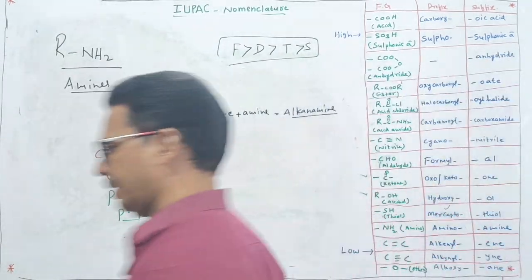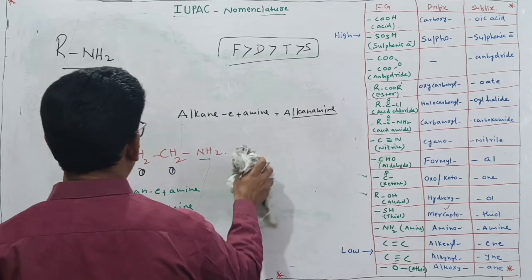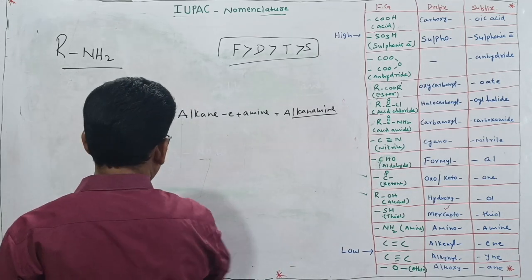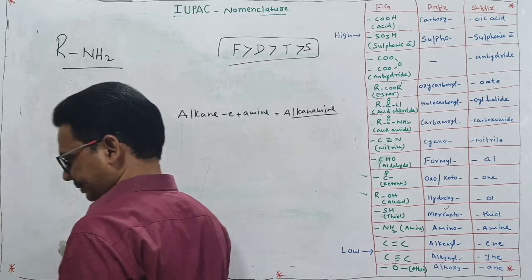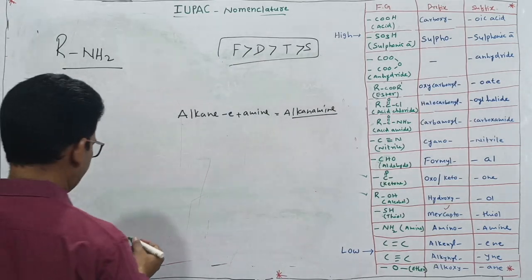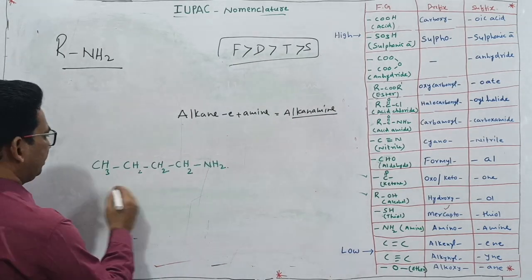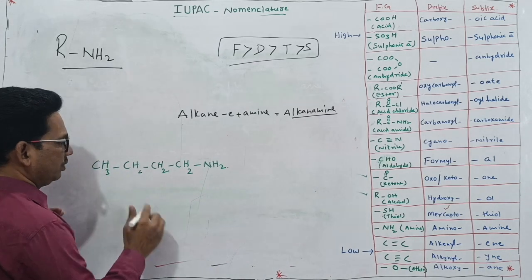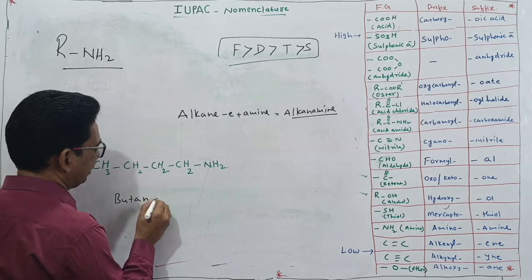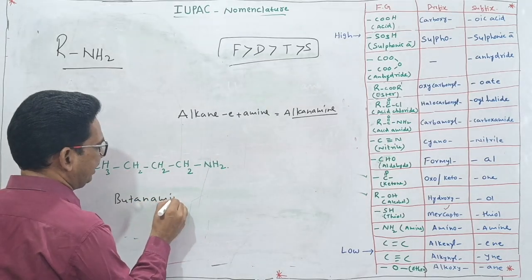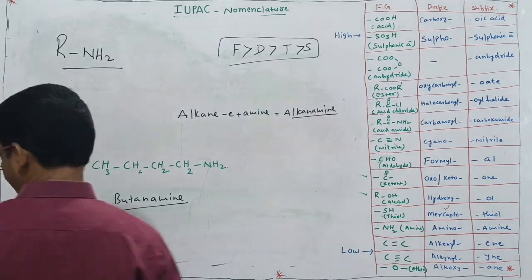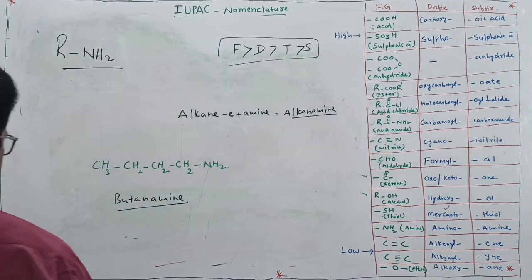Okay. Now I will give one more example, a little difficult one. If everything is easy, you won't understand. Some compounds should be difficult. What is the name of this one? How many carbons does it have? 4 carbons. 4 carbons means butane minus e plus amine, butanamine. Okay. Then, for example, next we will go for the ethers.